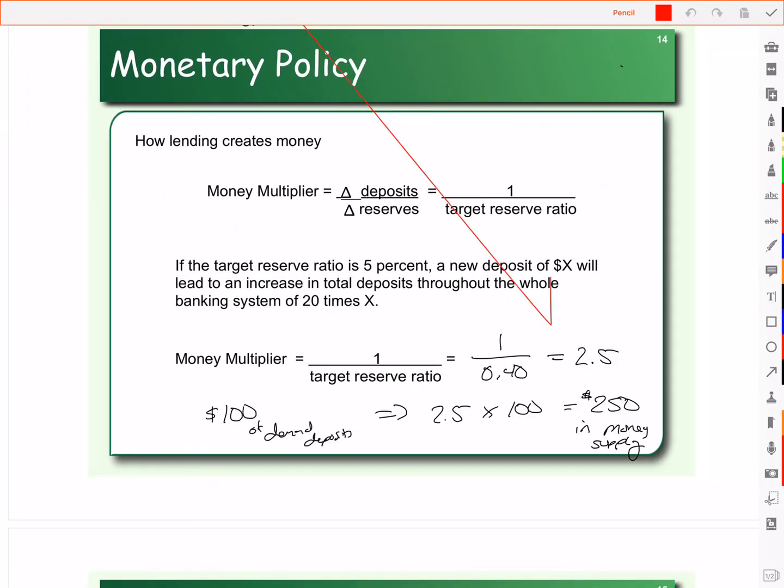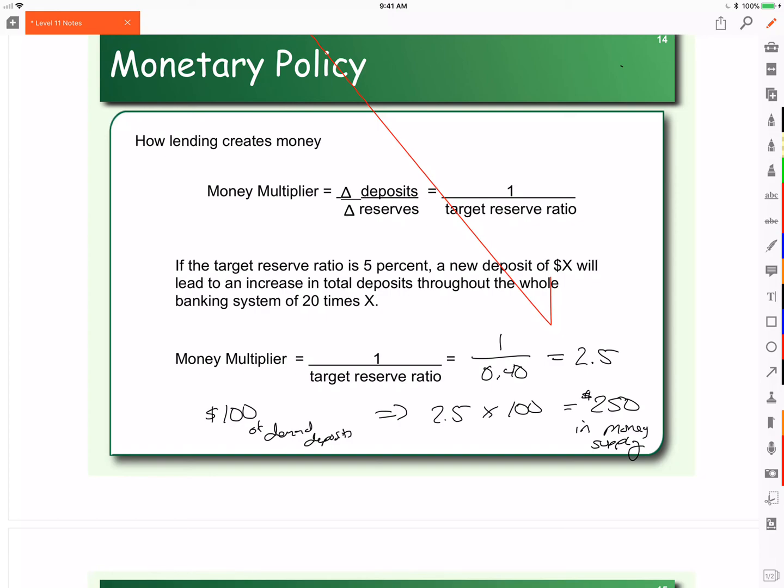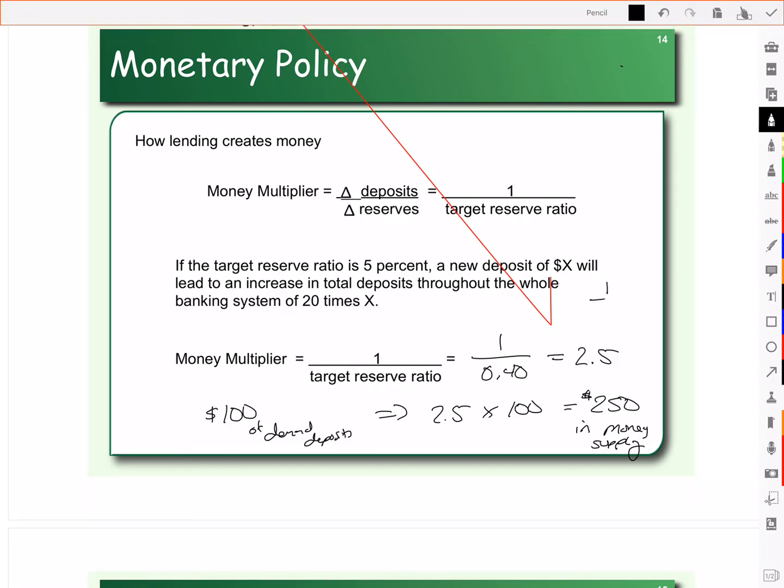So the money multiplier, we find it by doing 1 divided by the target reserve ratio. So $100 of demand deposits became $250 in the money supply because our multiplier was 2.5. If our target reserve ratio was 5%, we would do 1 divided by 0.05. 1 divided by 0.05 is 20, and there $100 deposited into a checking account would become 20 times that $100. So our money supply would go from $100 to $2,000.